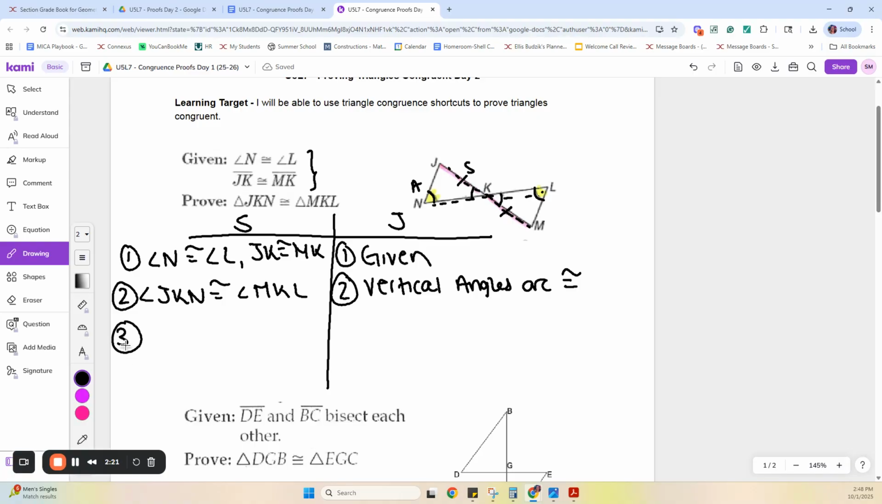Then for step 3, at that point, I have 3 pieces of information. Same thing here. I have 3 pieces of information. I have an angle, and a side. Same thing, I have an angle, and a side. So because I have 3 pieces of information, I can say my triangles are congruent, which is my proof. And they were congruent because of AAS, angle, angle, side.